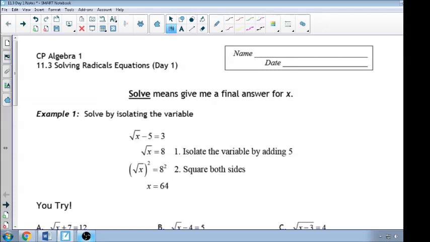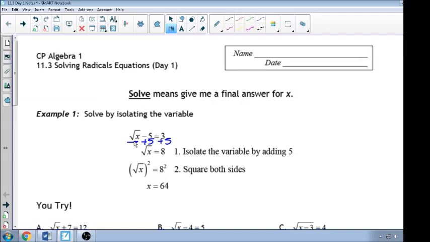So when we say we want to solve, it means we want to get our x by itself, get a final answer of x. Okay? So the idea behind this is we want to isolate our square root. So you'll notice that on the first step, what they ended up doing is they added 5 to both sides. So 3 plus 5 is 8. It gets us our square root by itself.